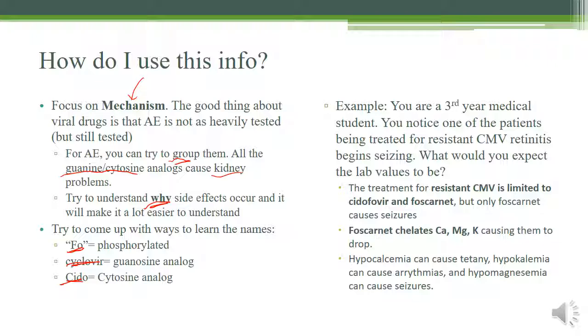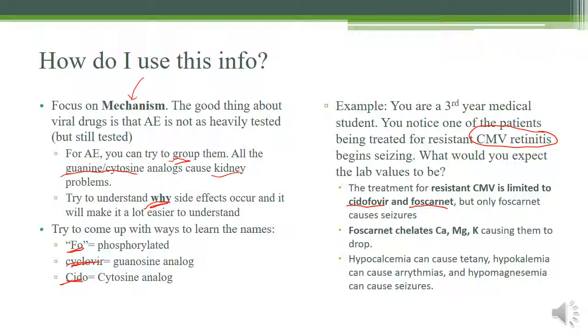All right. So let's move on and let's say that you're a third-year medical student. You notice that one of your patients is being treated for a resistant CMV retinitis. Okay? So this cytomegalovirus, and he begins seizing. What would you expect the lab values to be? So of course, your treatment of resistant CMV is limited to just two drugs. That's going to be Cidofovir and Foscarnet. But only Foscarnet would cause seizures.